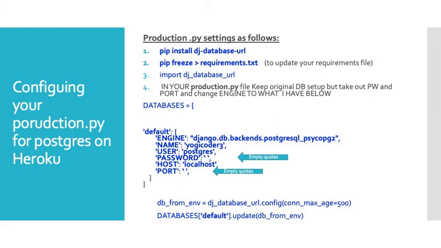Then you'll add these two statements. You'll add db_from_env, and then you'll have, using that dj_database_url package that we just installed, the configuration there. And then simply we'll have DATABASES['default'].update(db_from_env). We'll update that with the environment statement that you just made above.